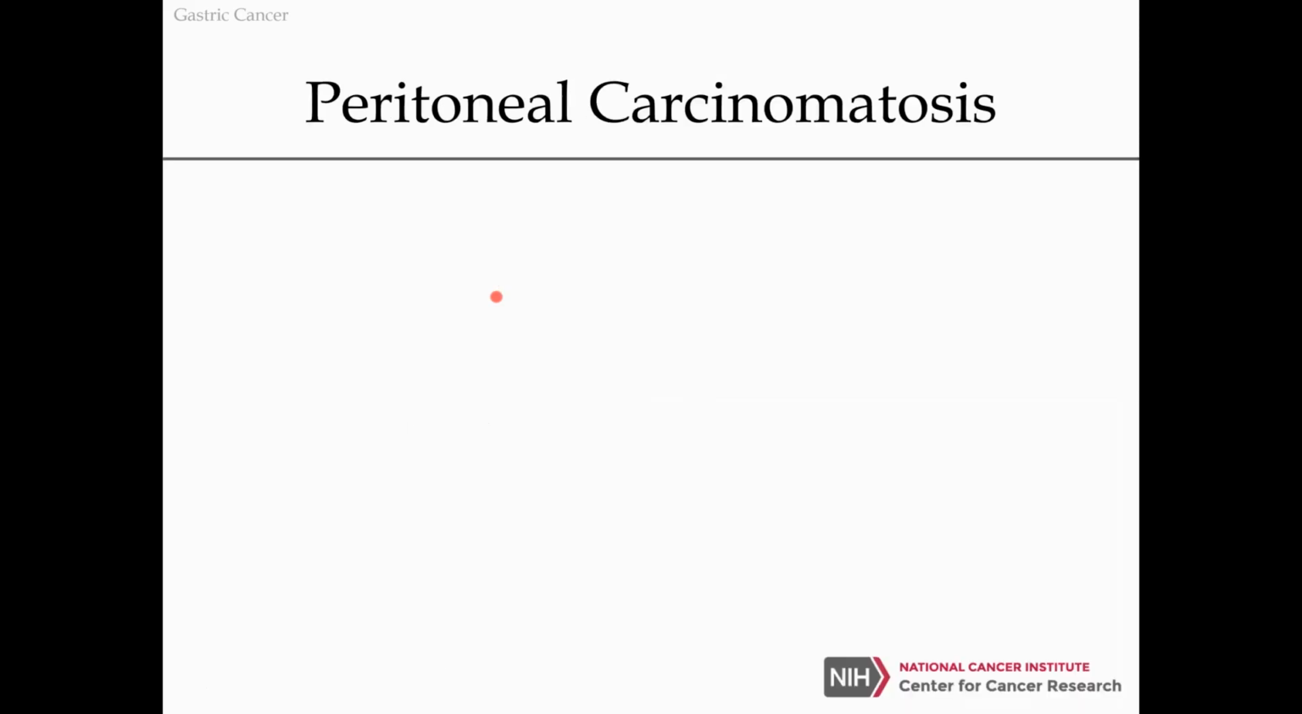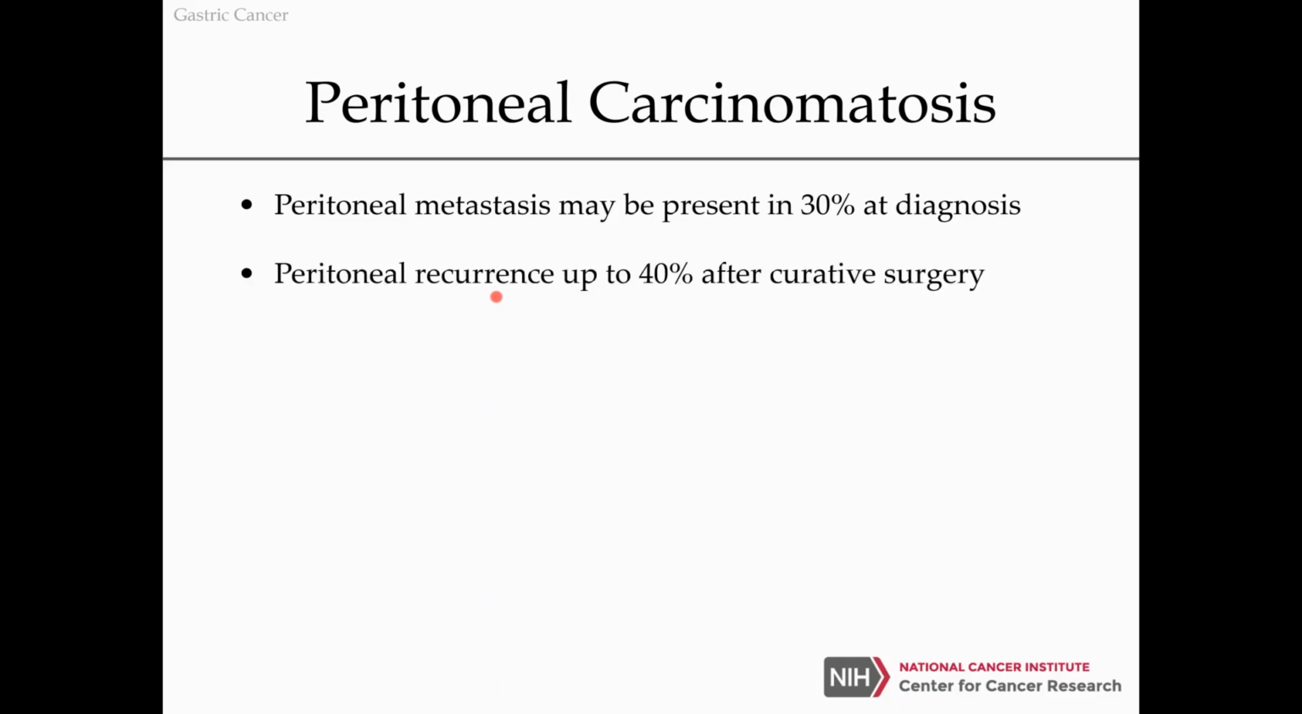So what are we trying to treat when we talk about surgery for advanced gastric cancer? Well, we're talking again specifically about peritoneal carcinomatosis. This is a tumor that has metastasized or spread to the abdominal cavity. And as I mentioned earlier, this may be present in about 30% of patients at the time of diagnosis. And unfortunately, even when we operate, the chance of recurrence can be up to 40% after chemotherapy and surgery is done for stomach cancer.